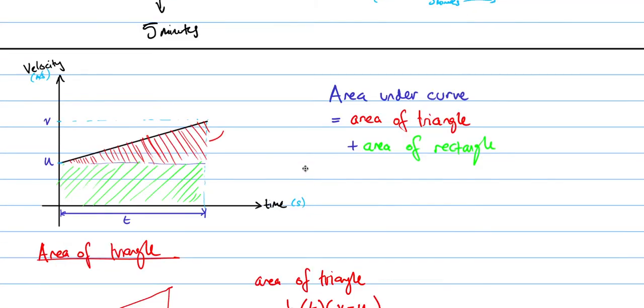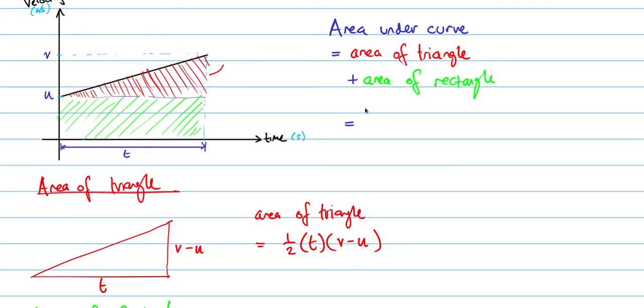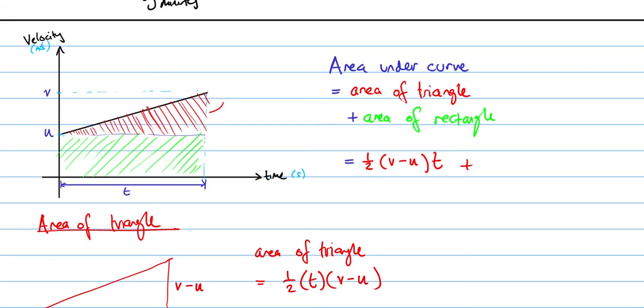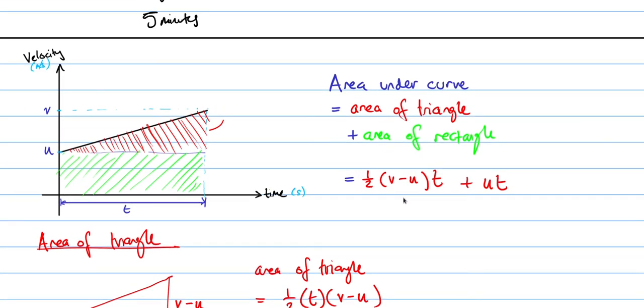So if we put this all together from here, we get half (v minus u)t plus ut. Now, here is the crazy thing. Keep this in the back of your mind. This is not the final form we want to remember yet. I'm just going to have a quick detour and we're going to talk about acceleration.